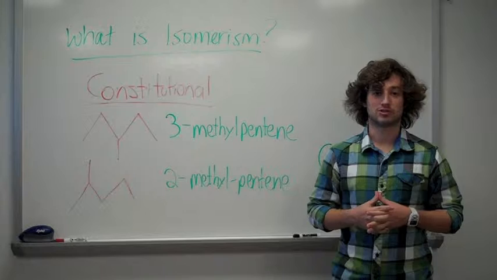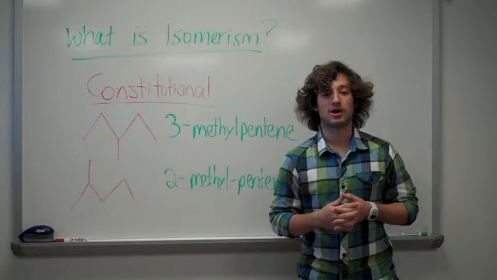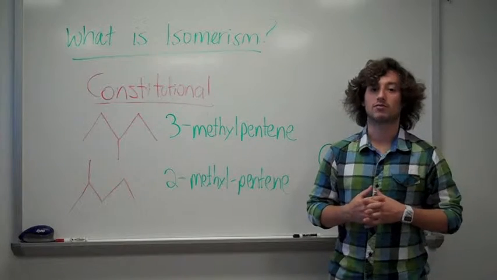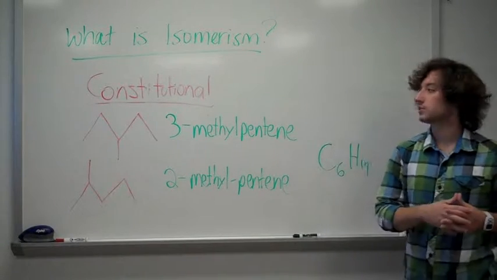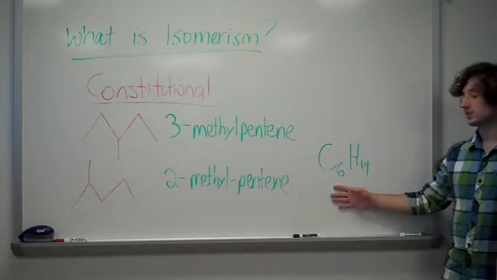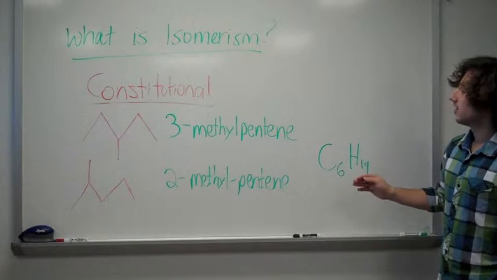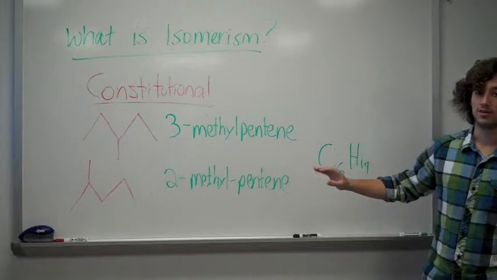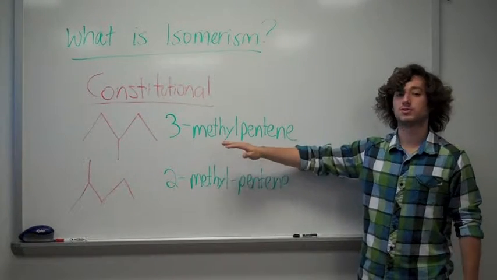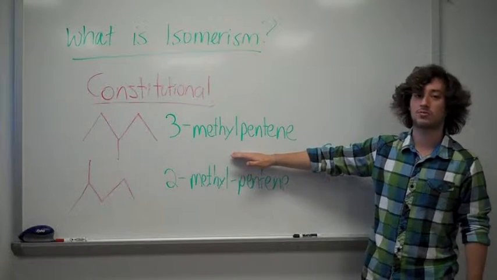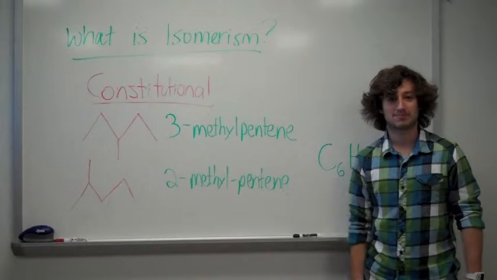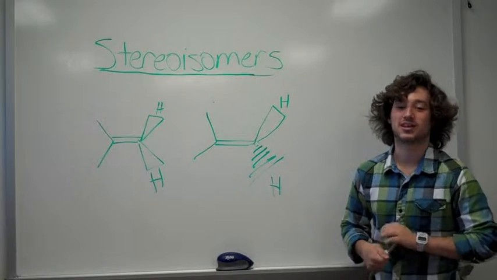Isomers are compounds that have the same molecular formula but different connectivity of the various atoms. For example, we have C6H14, and we have 3-methylpentane and 2-methylpentane. These two are considered constitutional isomers because they have the same molecular makeup, but they have different connectivity of their atoms. The next type of isomerism we're going to discuss is stereoisomerism.